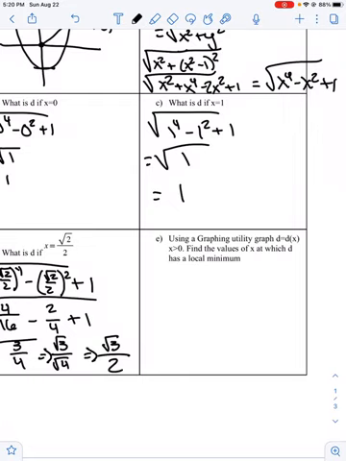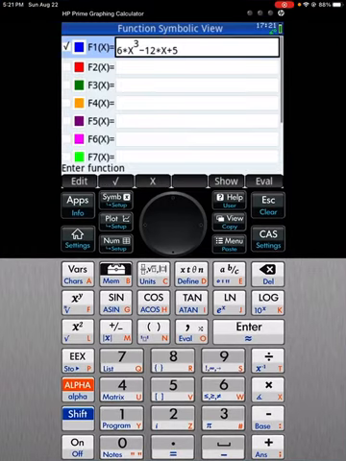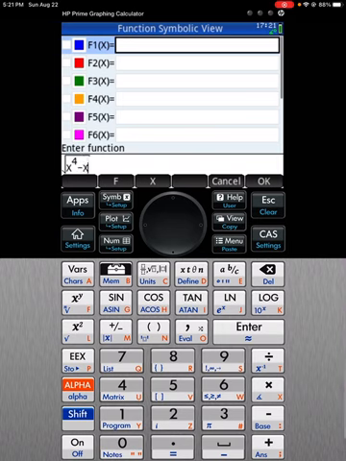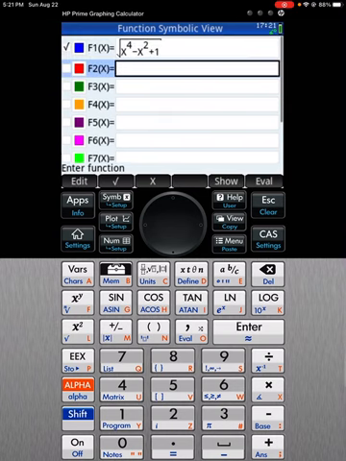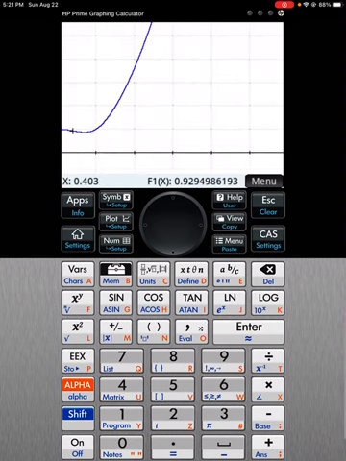Next, using the graphing utility, graph d and find the values of x at which d has a local minimum. So I'm going to go ahead and graph the function. The square root of x to the 4th minus x squared plus 1. And we want when x is greater than 0, so we're really only looking at this part of the graph. I'm going to touch near that minimum value, menu, function, extremum, and find that that minimum occurs at x equals 0.71.